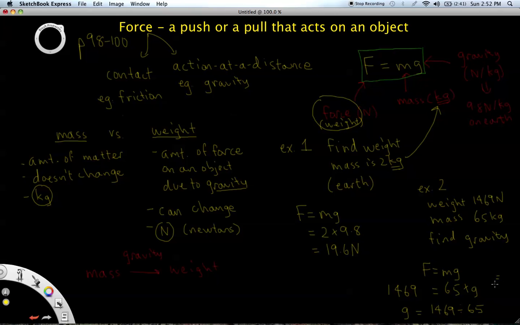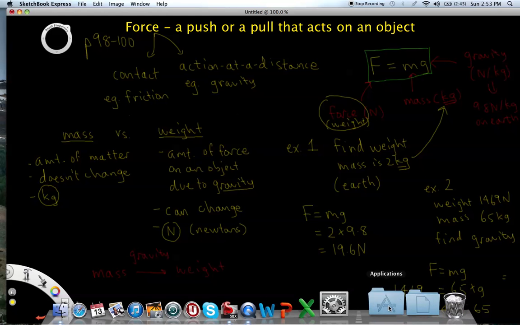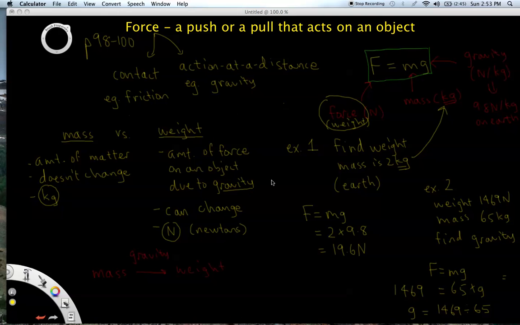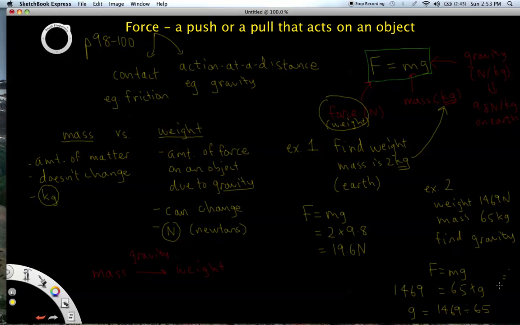The force of gravity is equal to, I'm going to need to get my calculator out, so give me 1 second. There you go. So I got 1469 divided by 65 equals 22.6. So what I got is 22.6, and the units is newtons per kilogram. That is the force of gravity. Hopefully you can see that G that's cut off there.